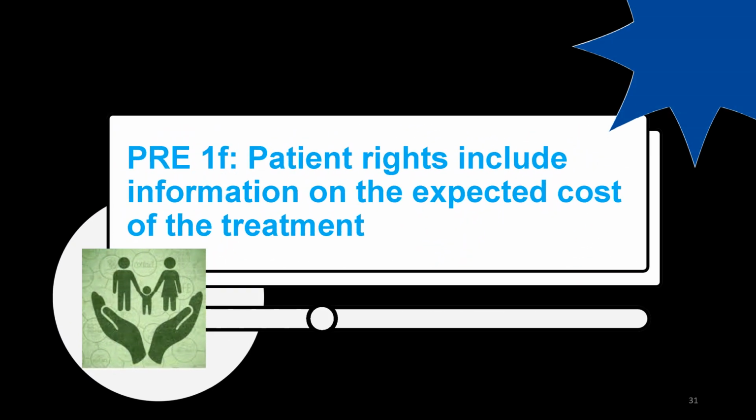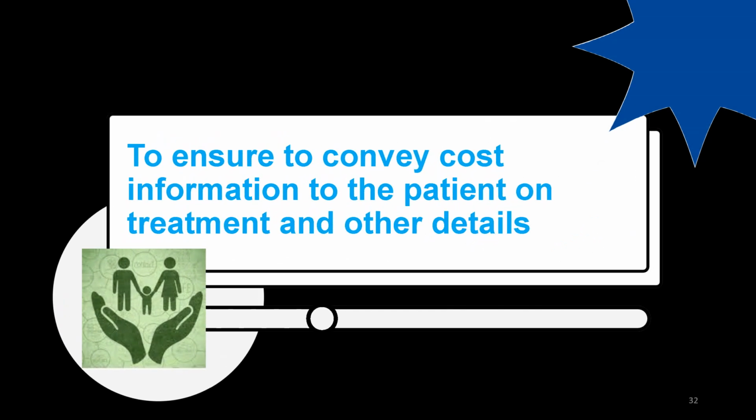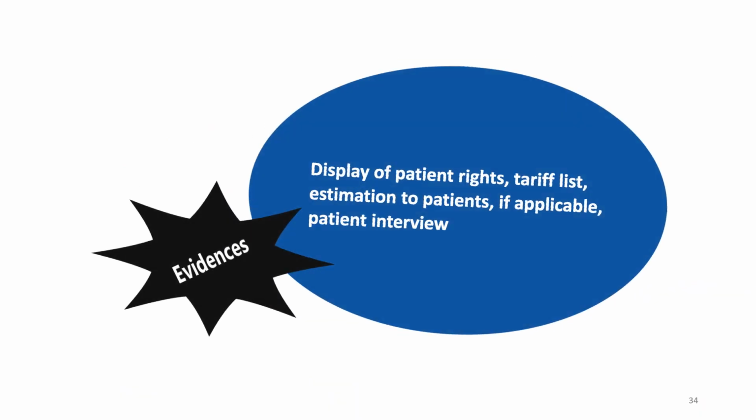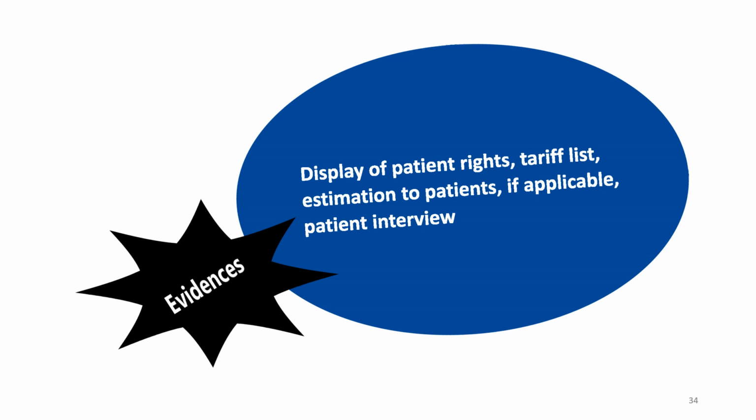Patient rights include information on the expected cost of treatment. Ensure to convey cost information to the patient on treatment. The patient rights display board in prominent places should have this information. A mechanism is to be placed to explain to the patient or the immediate relative the various costs that can be incurred during the procedure and on a periodic basis. Printed estimate. Display of patient rights and tariff rate estimation to patients, if applicable.